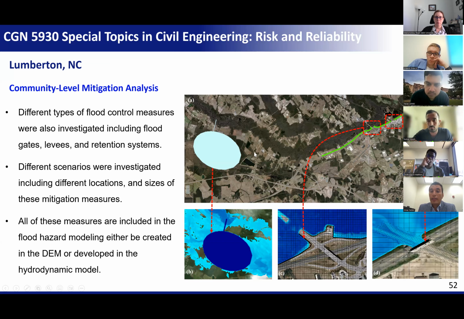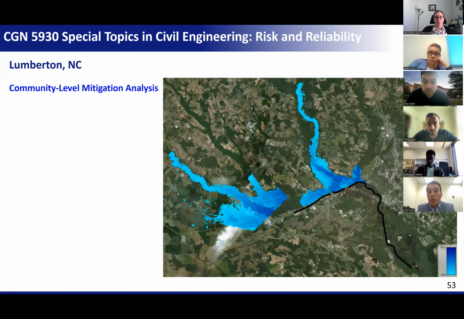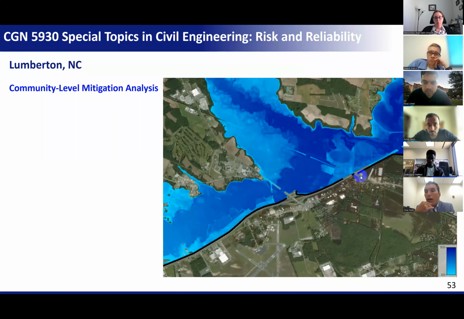And the same thing, what if we were able to build a retention system? This retention system can take the overflow from the river and store it, and regulate the amount of flow in the river, so that when the peak is gone, we can allow the water to get out of this retention system with a reduced flow. We investigated all of this, and I'm going to present just one scenario. We did all the scenarios that I was talking about. Here is one of them.